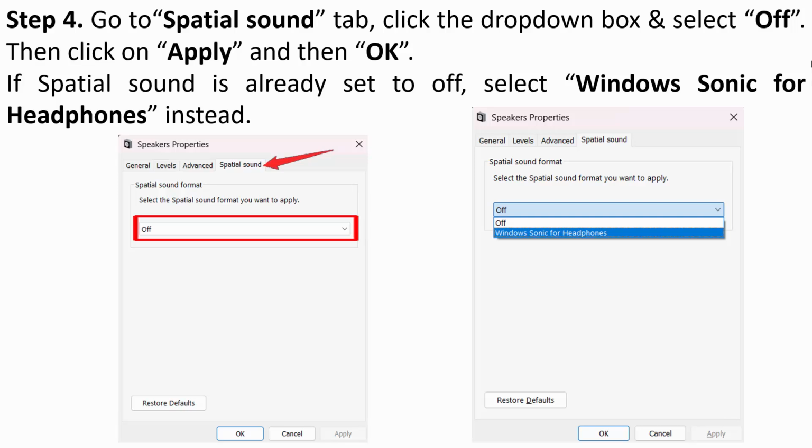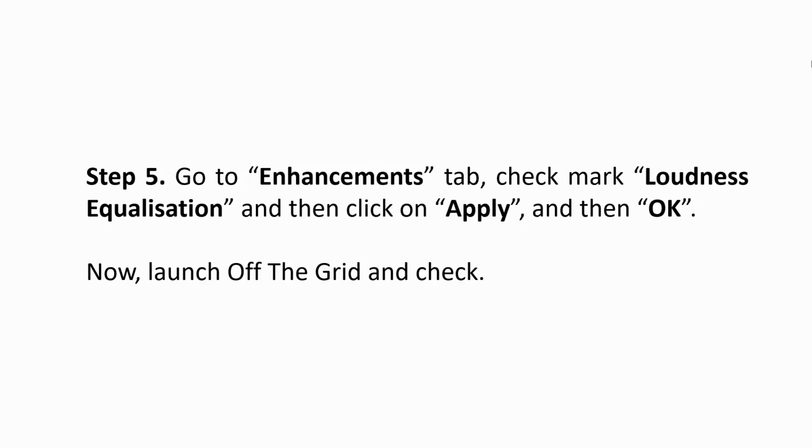If Spatial sound is already set to off, then select Windows Sonic for headphones instead. Then go to Enhancement tabs, check mark Loudness Equalization and then click on Apply and then OK. Now launch Off the Grid game and check.